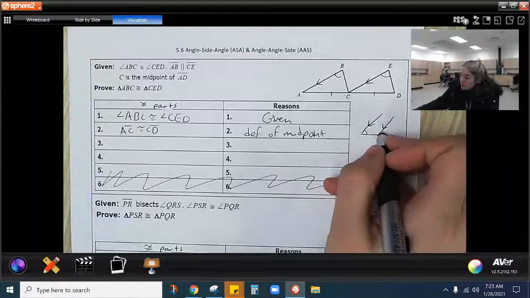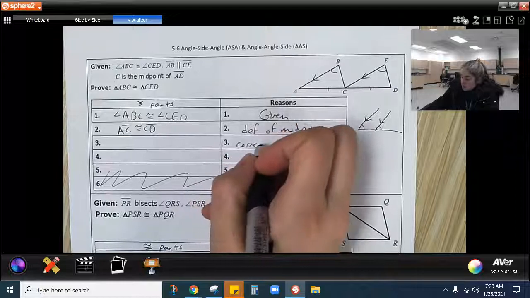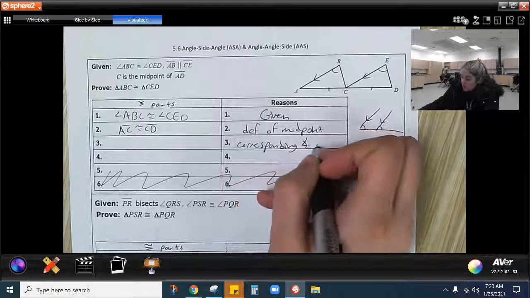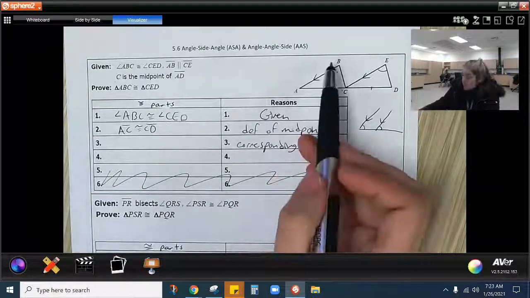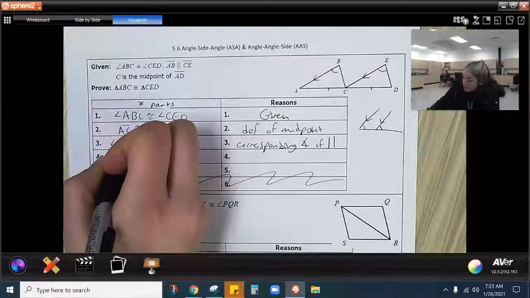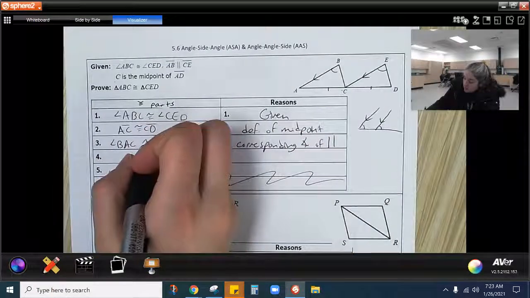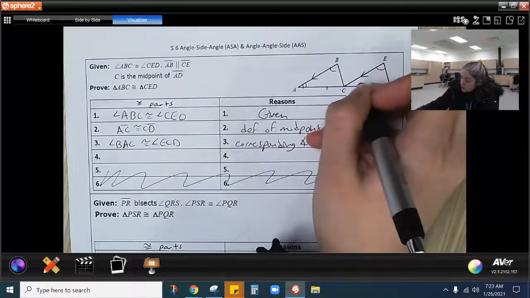And that's useful because we know those angles are corresponding. So we have corresponding angles of parallel lines. And what are those angles? Well, that angle is BAC and angle ECD. If you know it, make sure you mark it.